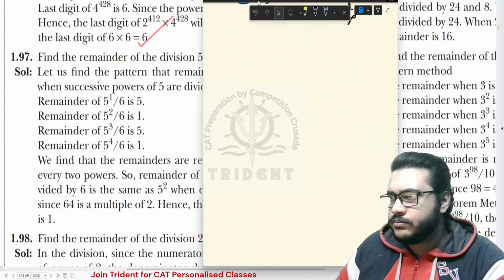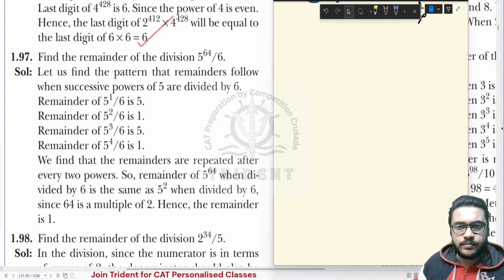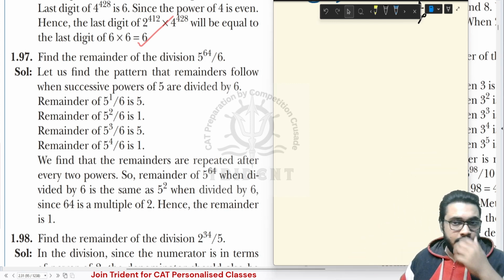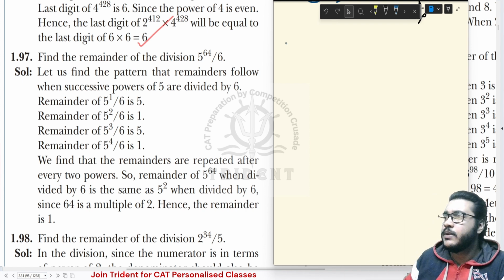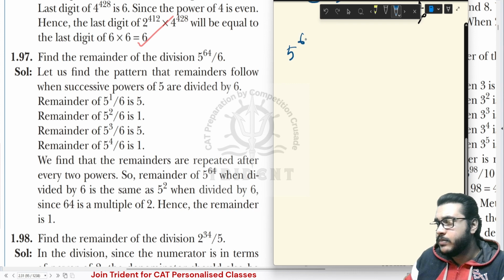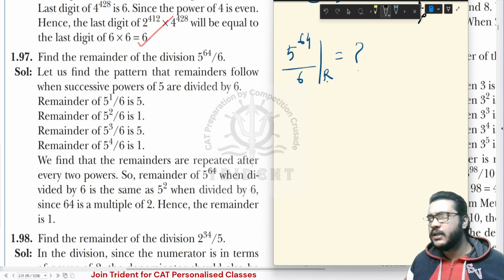In this question, again, I hope now you can see it. It is asking you to calculate the remainder for the division 5 raised to the power 64 by 6, and you need to give me the remainder. Now, how do we do this? Effectively, I will use Euler.